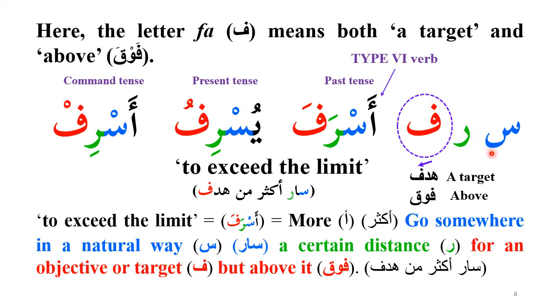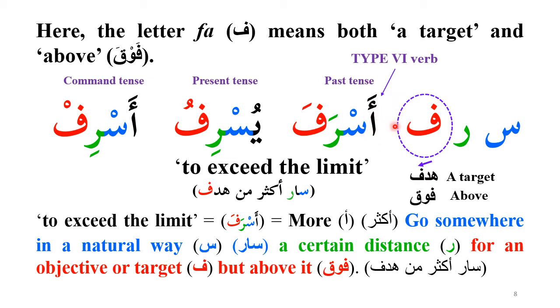Okay, similarly, sin ra fa, you can see from this, you can get a type 4 verb, which is the addition of the hamza with alif in front of the root letters. For example, asrafa means to exceed the limit. And you can see sara, we know, is to go somewhere, and fa is the target, right? And this hamza with alif means more.